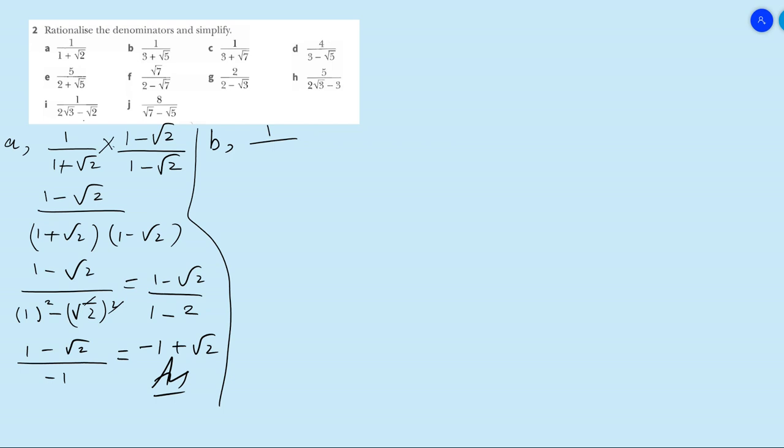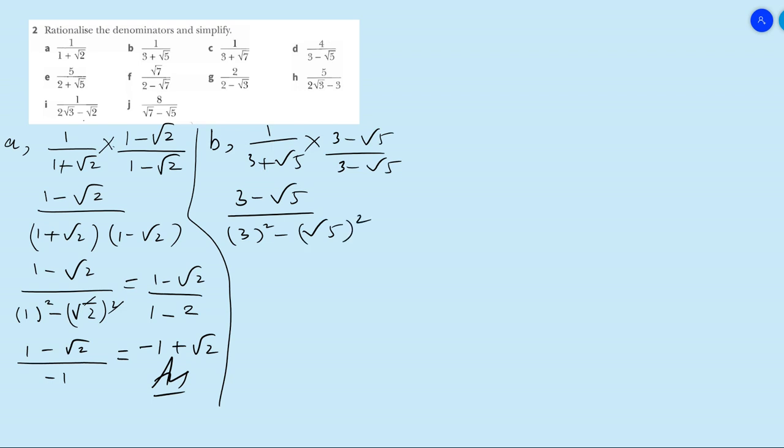Part B is 1 upon (3 plus root 5). Definitely we will multiply by (3 minus root 5) upon (3 minus root 5). Numerator by numerator, something multiplied by 1 is always the same something. (3 plus root 5) into (3 minus root 5) will be a square minus b square. This time I am doing it directly, and I hope you completely understand how we do it directly. 3 square is 9, square and root cancel, 5. (3 minus root 5) upon 9 minus 5, which is 4. And this is our final answer. Come to part C.